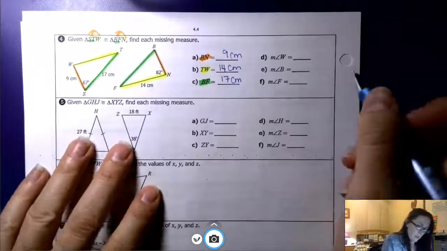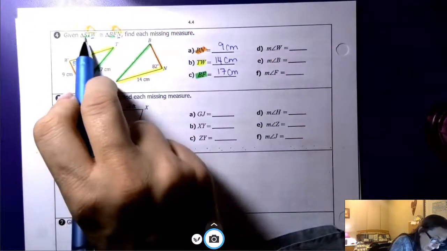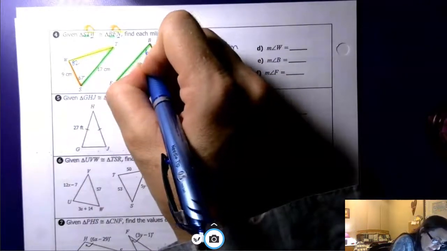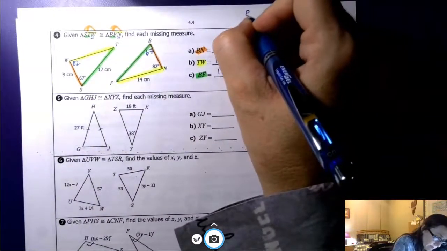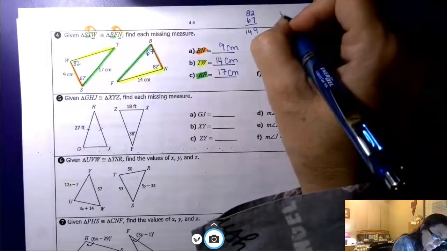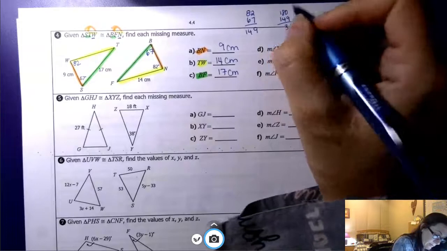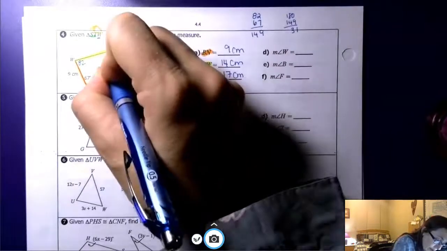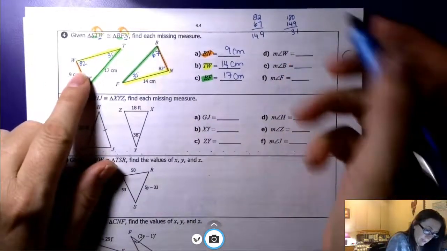color code it. So here, if I know this is 82, N is right here, it's going to match W. So W is also going to be 82. And if I know S is 67, B is going to be 67. Now I can add these together. 82 plus 67. We get 149. So I'm going to subtract that from 180. And I get 31. So I know my leftover angle here is going to be 31 degrees in both of those triangles.